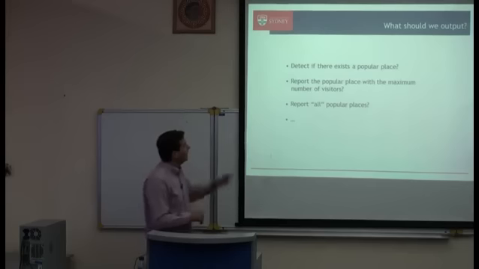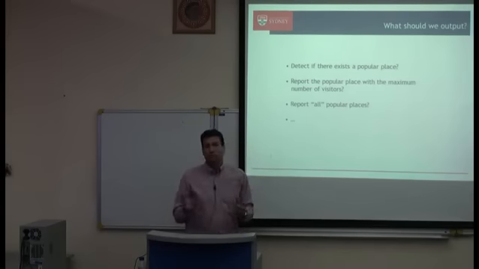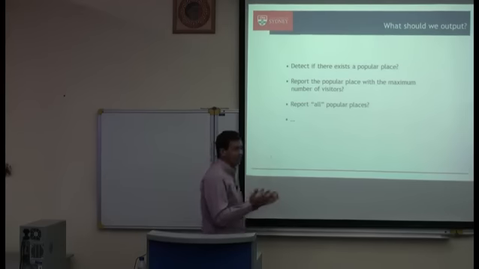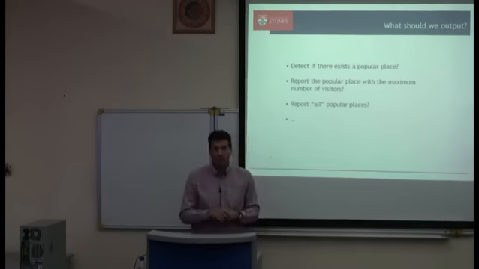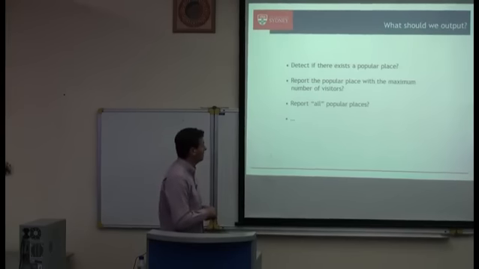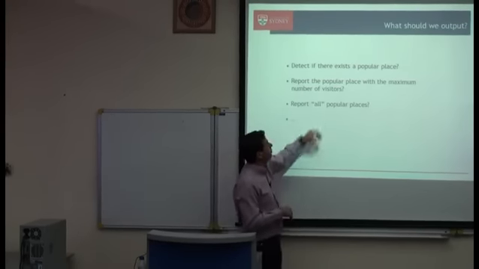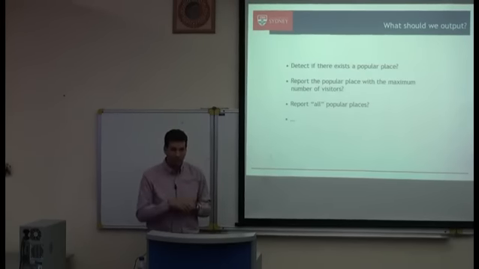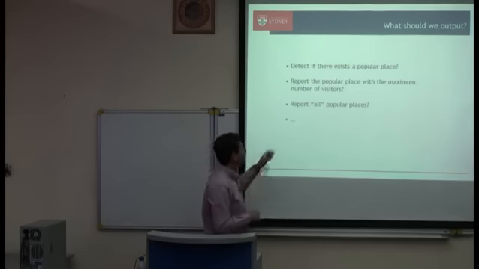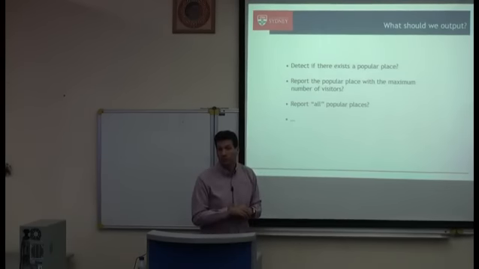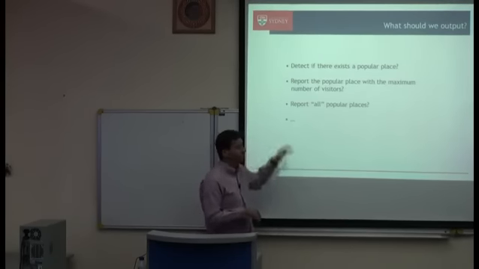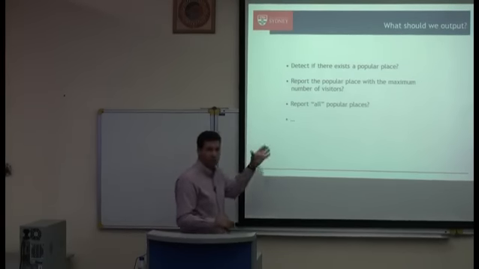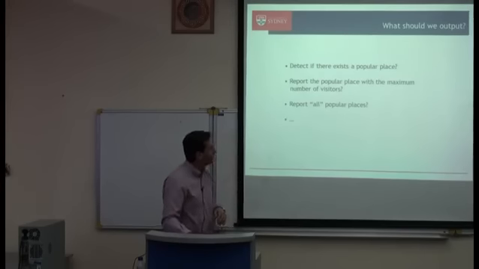For many of these problems, the question is, what do you want to report? Should we just detect if there exists a popular place? So more or less a decision version. Or should we report a popular place with the maximum number of visitors? So it's the optimization version. Or should we report all of the popular places? What I'm going to do here is report all the popular places, because I think it shows a little bit of the property of the problem.